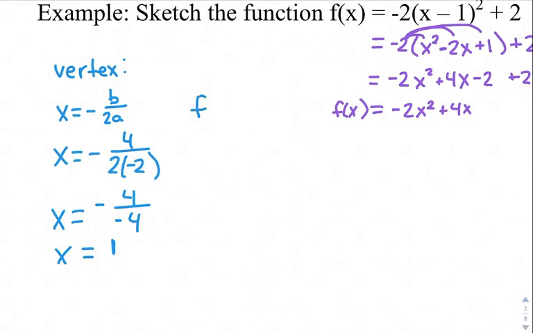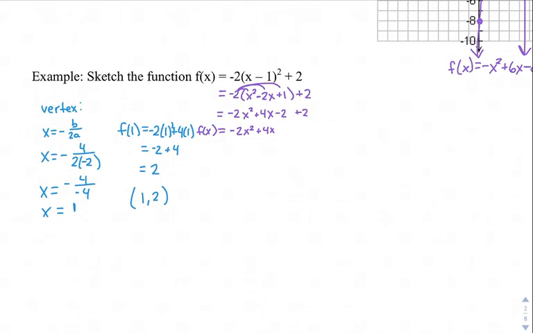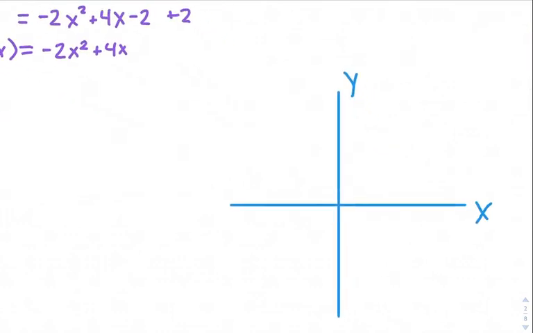So now I have to plug in 1 for every x I see. So this is going to be negative 2 times 1 squared plus 4 times 1. So 1 squared is just 1. Negative 2 times 1 would give me negative 2. 4 times 1 is 4. So negative 2 plus 4 would give me 2. So my vertex here is (1, 2). So if it says sketch, all you need to do is draw a set of axes. Here's your x, here's your y. And so far, (1, 2) is my vertex.